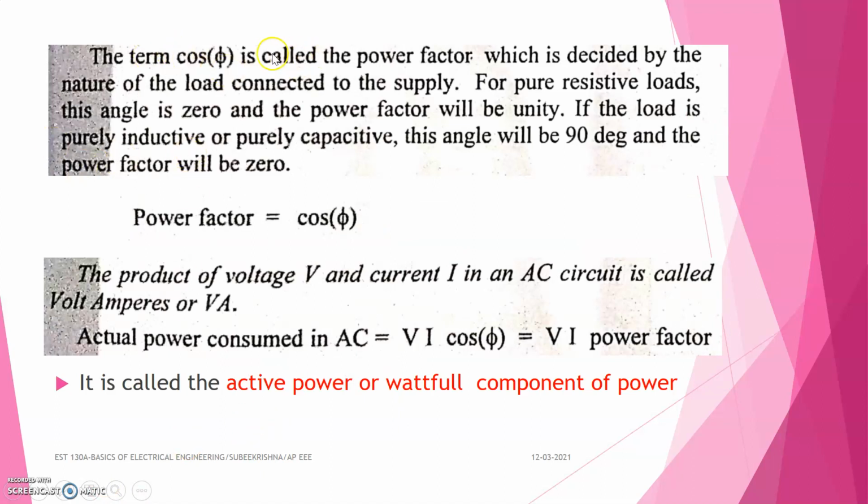The term cos φ is called the power factor, and it is decided by the nature of the load connected to the supply. For a pure resistive load, this angle is 0 and the power factor will be unity. And if the load is purely inductive or purely capacitive, this angle will be 90 degrees and the power factor will be 0.